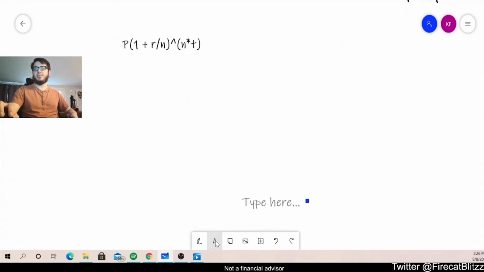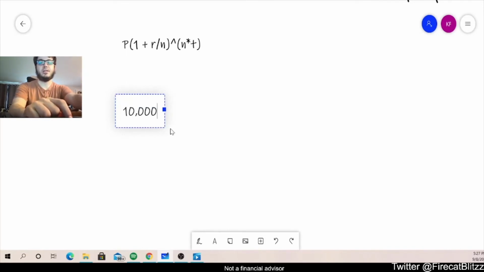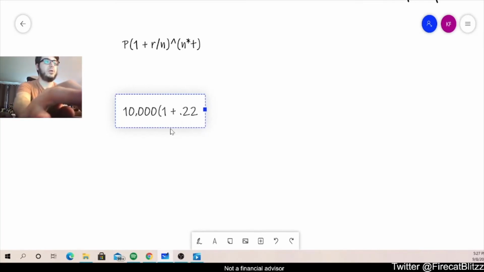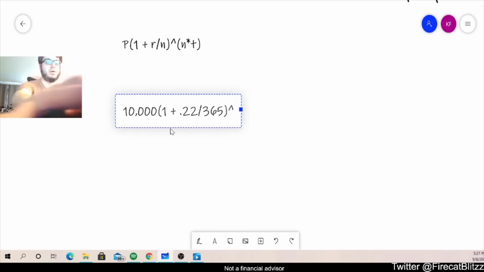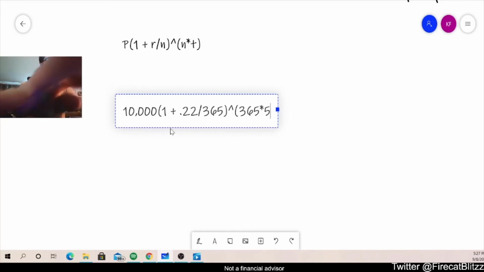Now let's take a look at an example. We have $10,000 that we want to put into an account. We're going to put that for our principal. That's our $10,000. And in parentheses, 1 plus, let's say it was compounded at a 22% interest. That's 0.22. And we're going to divide that by, it's going to be compounded daily, so 365 days. And then we're going to raise that to the n times t power. So it's the 365 days multiplied by the number of years. Let's say that we left it in there for 5 years. So multiplied by 5. Okay?